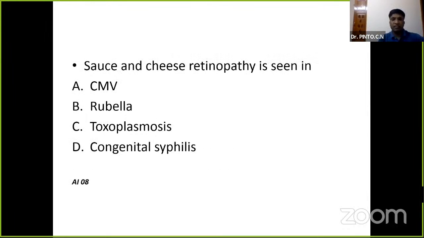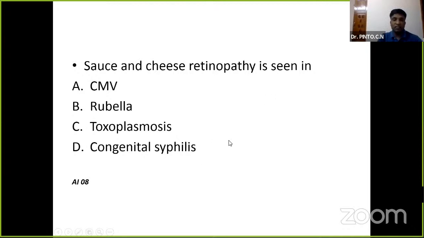Sausage cheese retinopathy is seen in CMV retinitis, rubella syndrome, toxoplasmosis, congenital syphilis. In a case of rubella, you see salt and pepper retinopathy. Toxoplasmosis, you see, what is that? Headlight in fog appearance because of a severe vitritis, isn't it? That we discussed in the last class.